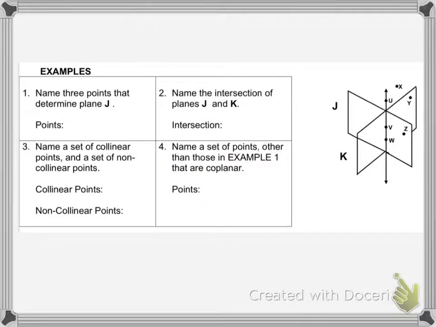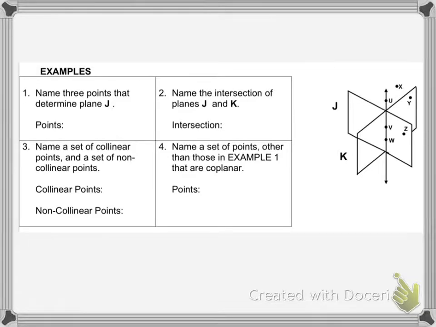So we're going to do a couple examples before you go out and try some of these on your own. So we've got a picture to the right. This is a better picture than I was trying to draw of 2 intersecting planes. You can see that they intersect at that line UV or line UW or line VW, whatever you want to call it. Example 1 says, name 3 points that determine plane J. I do want to say that normally that J and the K should be in cursive, but something happened with the format when I put it in here. But name 3 points that determine plane J.